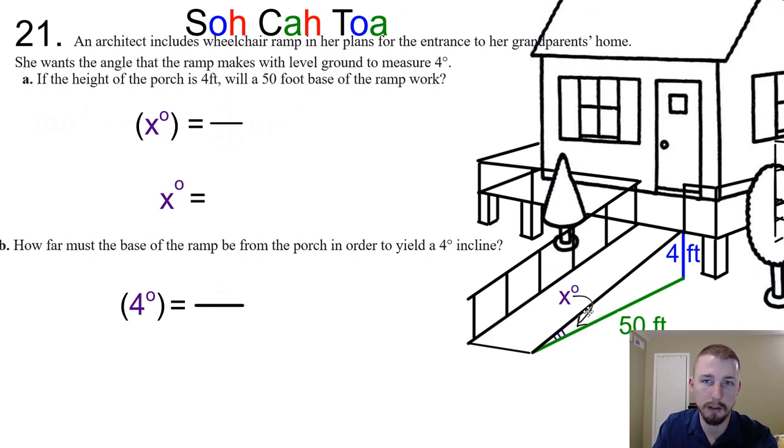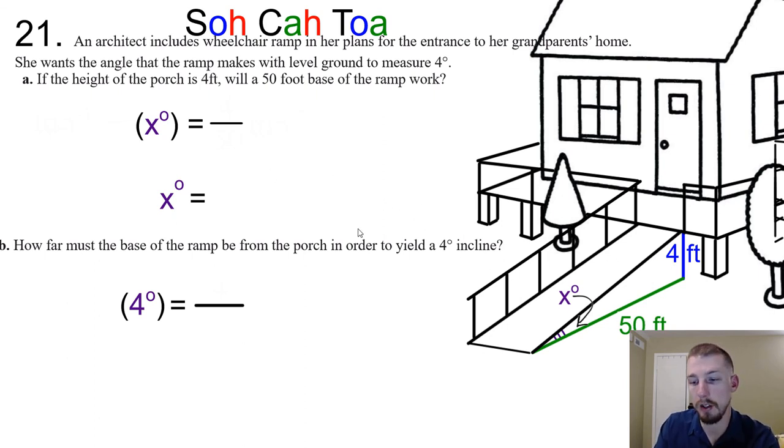And so this is actually kind of a good problem. If we know, like for instance, code says that we can only have a 4-degree incline for wheelchair accessible ramps for ADA compliance or something like that, then we can actually figure out exactly how long it needs to be in order to make it work. So let's just guess and see if 50 feet will work.